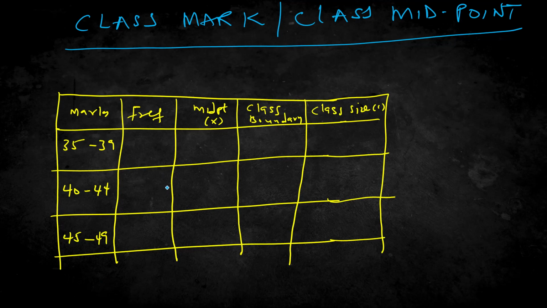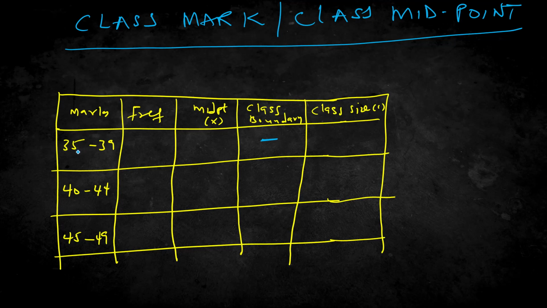All right, let's talk about class mark or class midpoint. The class mark or the class midpoint is simply the average of the two class limits or the two class boundaries. So you can work from here or you can work from here. So once you are given the class limits and you are asked to find the class mark or class midpoint, you just find the average of these numbers.